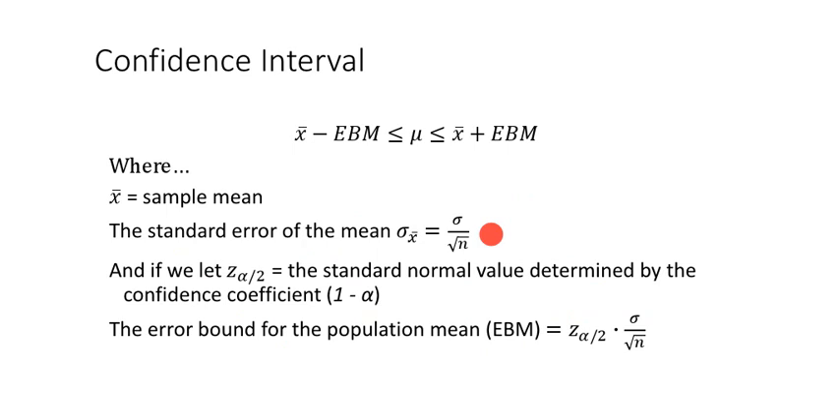You recall from our central limit theorem that we stated that this was an important number because it described how our normal distribution about that mean was going to work. So we're going to let z alpha over 2 be a standard normal value determined by the confidence coefficient 1 minus alpha. So when we say 95%, alpha is equal to 5%, and alpha over 2 is 2.5%. And the error bound for the population mean, that is the length of our interval measured from the center to the edge of that interval, is going to be z alpha over 2 times our standard error of the mean.